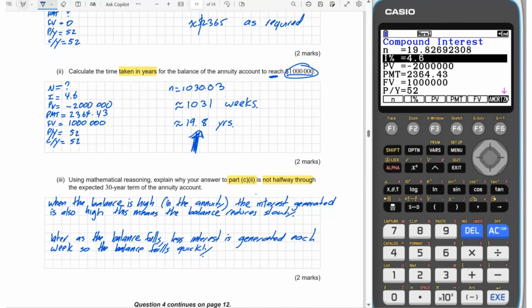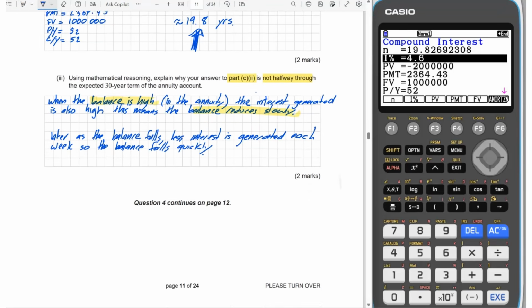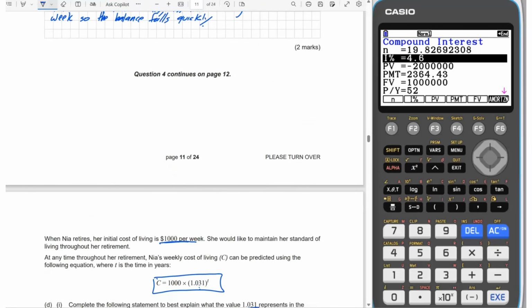And what I'm saying in my words down here is when the balance is high, so at the start of the withdrawal, or the pension, the interest generated is also high. And so this means that the balance is going to reduce slowly because we're generating a lot of interest. But later the balance falls. When the balance is less, then we've got less interest being generated, and so the principal in the account is dropping off quickly as well. So you have to address both of those for 2 marks, kind of like the first half and the second half.